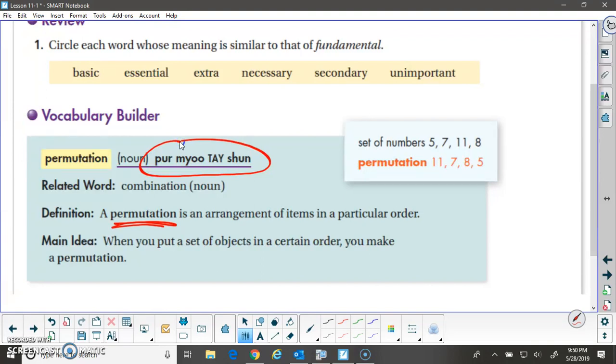So when you put a set of objects in a certain order, it makes a permutation. This is different than a combination. A combination is when you select a group of objects and order doesn't matter. So as you can see right over here, this would represent a permutation of those four numbers. This would represent a different permutation of those four numbers.